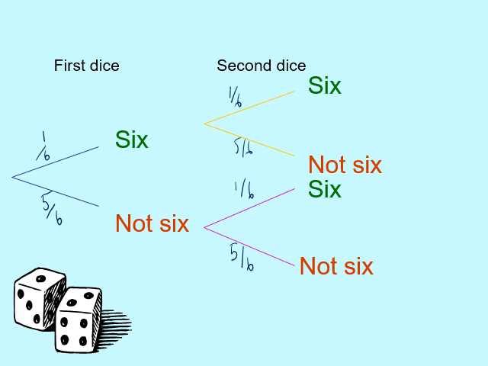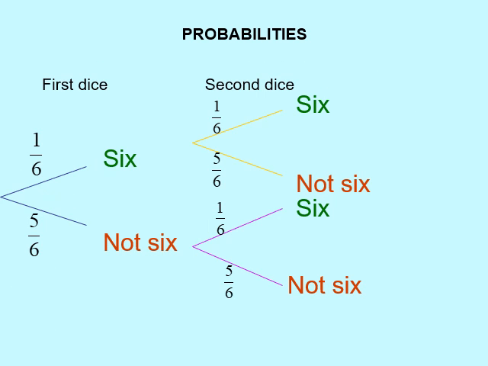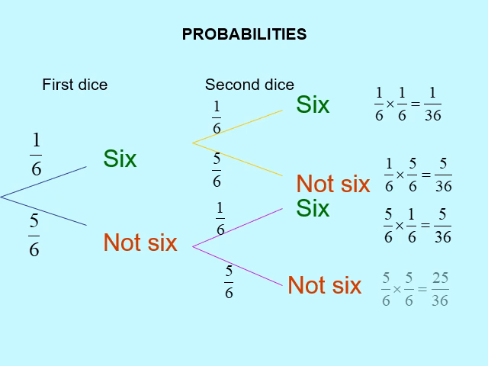Now, to calculate the probabilities that go here, we're going to multiply along our branches. So we're going to do 1/6 times 1/6, which gives me 1 out of 36. We do the same thing for all of our different branches, and we get these different probabilities.